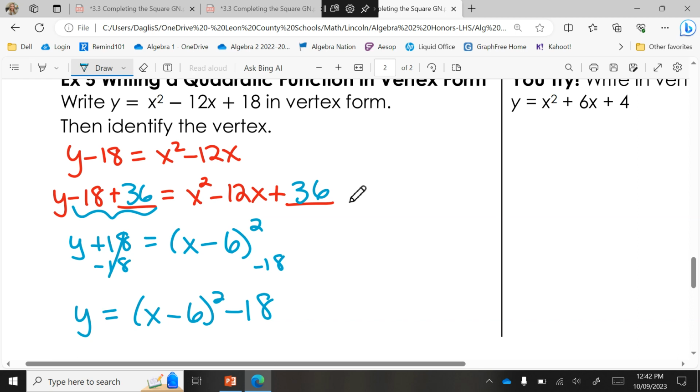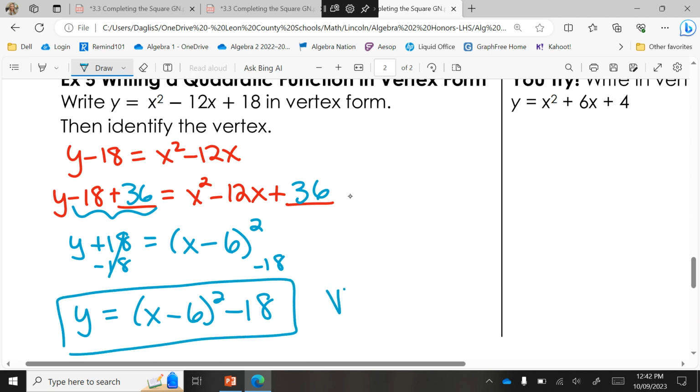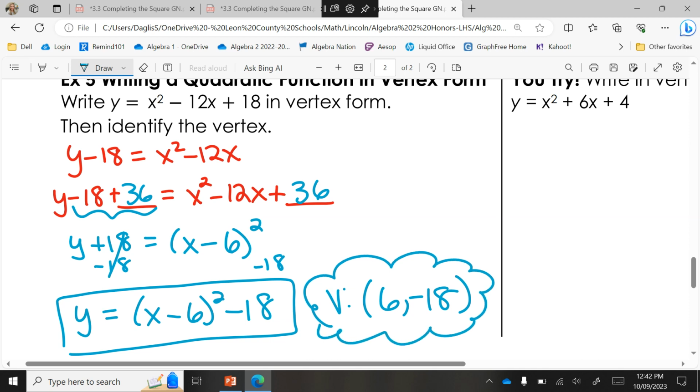So we have vertex form. That's part of my answer. What's the vertex? 6, negative 18. Inside opposites. When you pull that 6 out, it changes its sign because it was in parentheses. And negative 18 stays where it is.